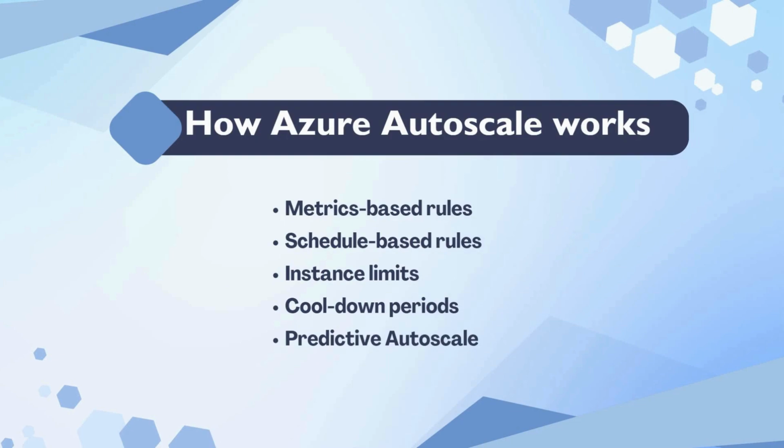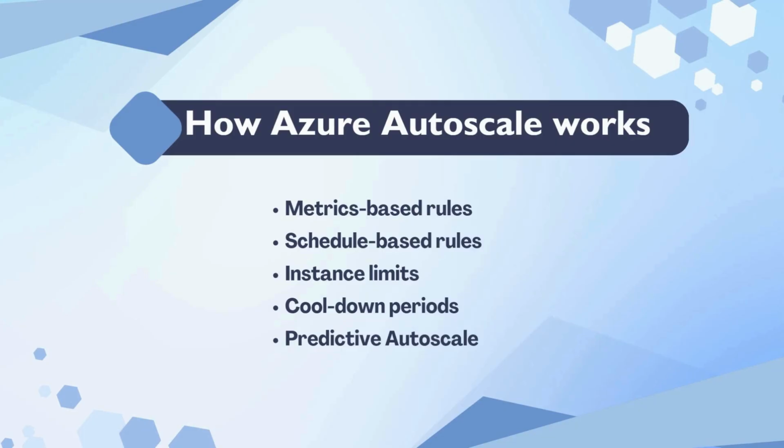Next, how does Azure autoscale work? It operates based on several key components. The first one is metric-based rules, the second one is schedule-based rules, the third one is instance limits, the fourth one is cooldown periods, and the final one is predictive autoscale.